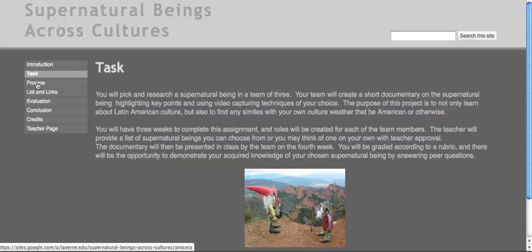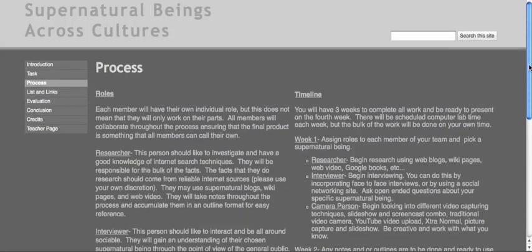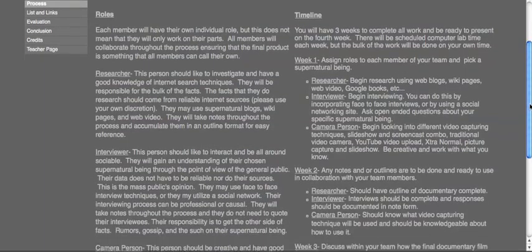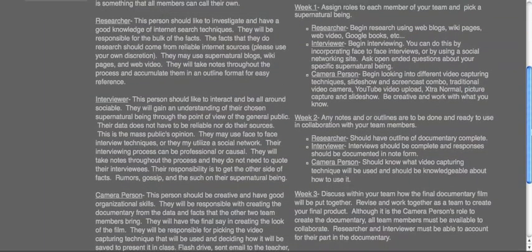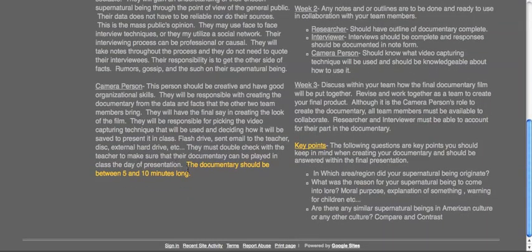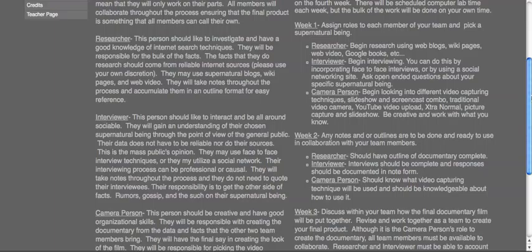The process page breaks it down further, more in detail. I broke it down into two columns, roles and timeline. When I was designing the roles, I kept in mind that there's students that are introverts and students that are extroverts. The first sentence for each role describes what type of person this role would be good for. And at the bottom, I highlighted the sentence because this is what they're going to be evaluated on. So I highlighted it so they know it's of importance.